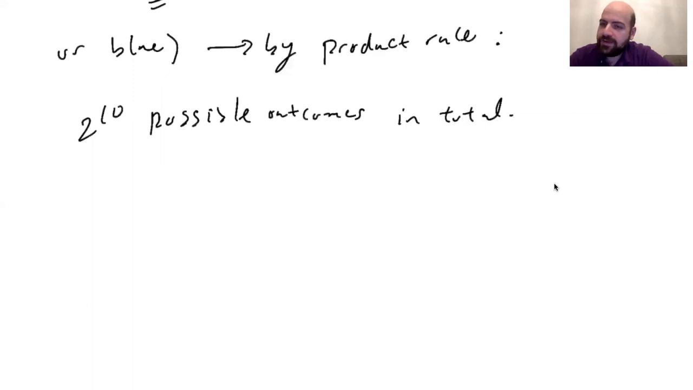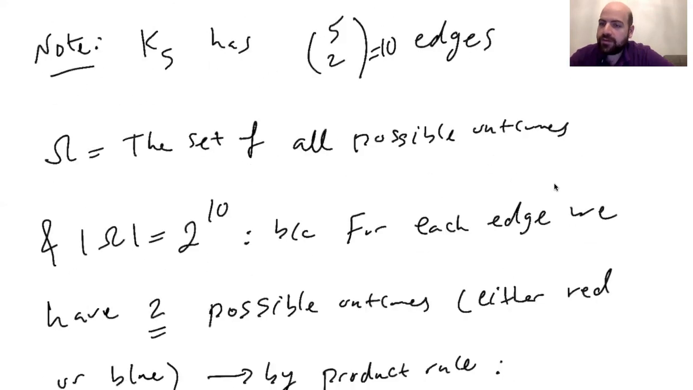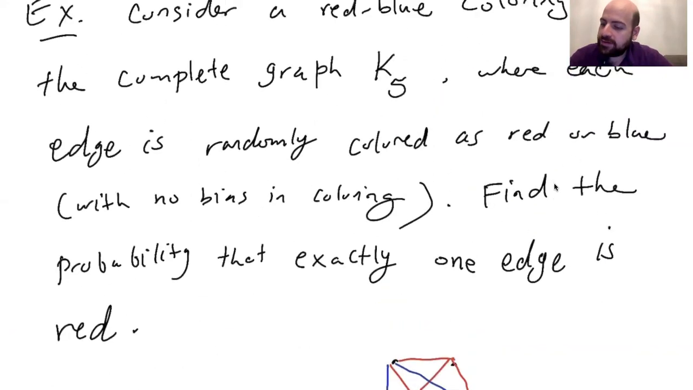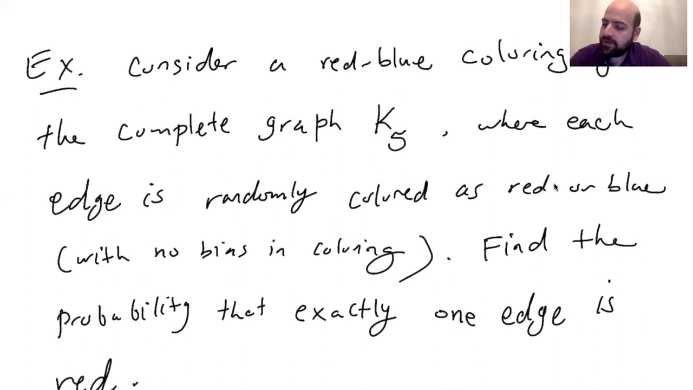So what is the event now? The event is that, so let's read the question again. So we have a K5, we're coloring it randomly. It says, find the probability that exactly one edge is red. So we are interested in the event. We know that each event is a subset of omega. Now, which event are we interested in to find its probability? The event where exactly one edge is red.